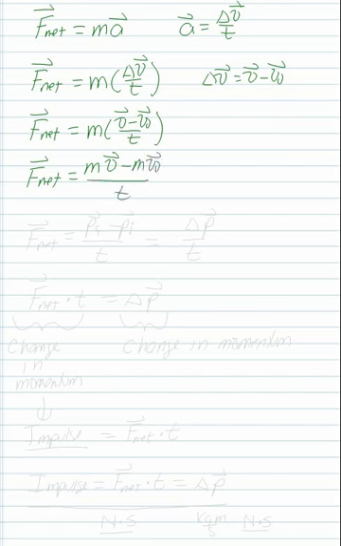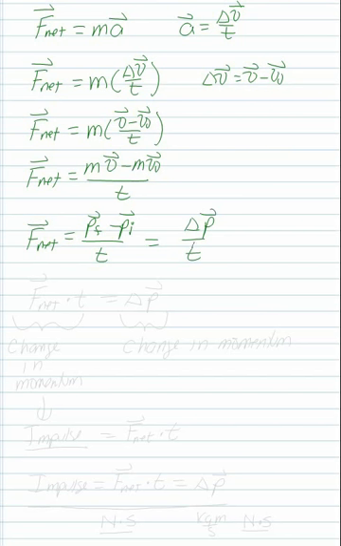So let's take a look. We've got some momentum now. MV and an MV0. Looks like a final and an initial. So what does this say? F net equals P final minus P initial divided by T, which is delta P over T. So what this really is, is Newton's second law rewritten.